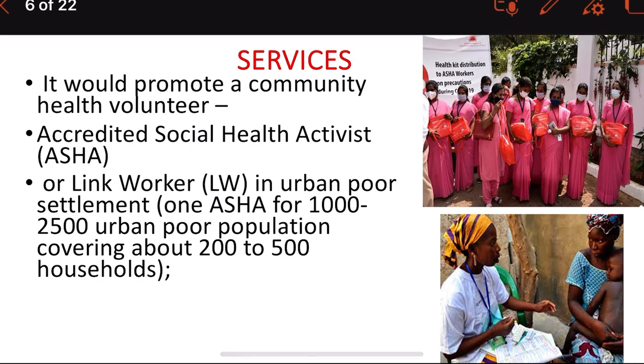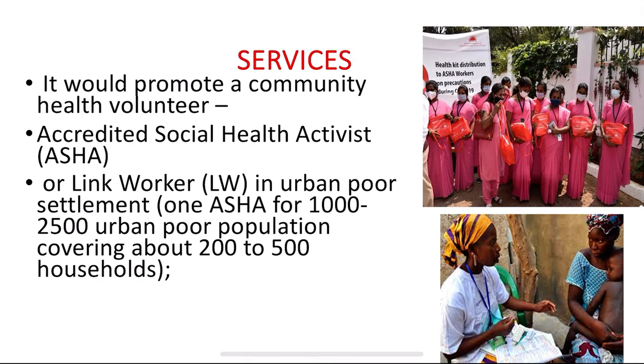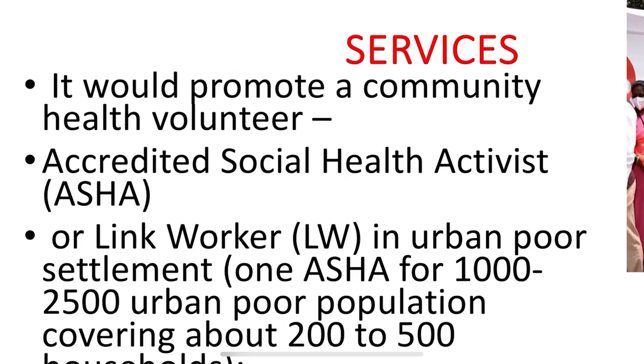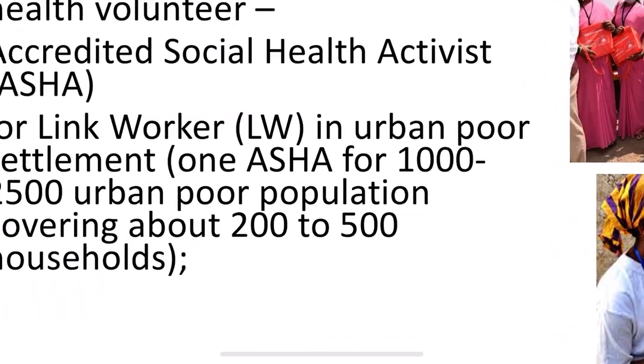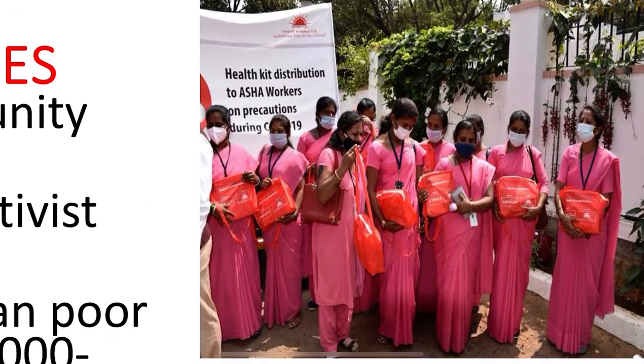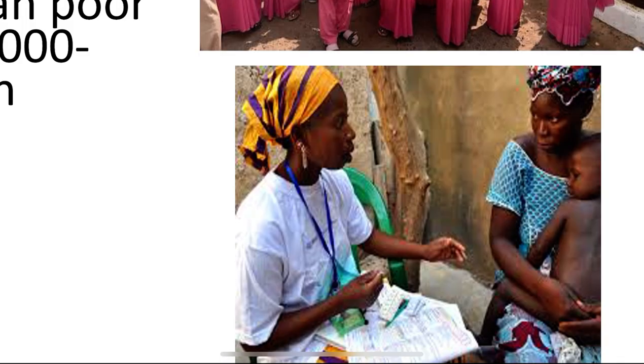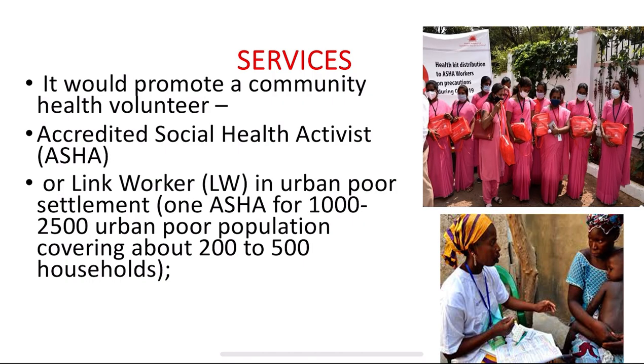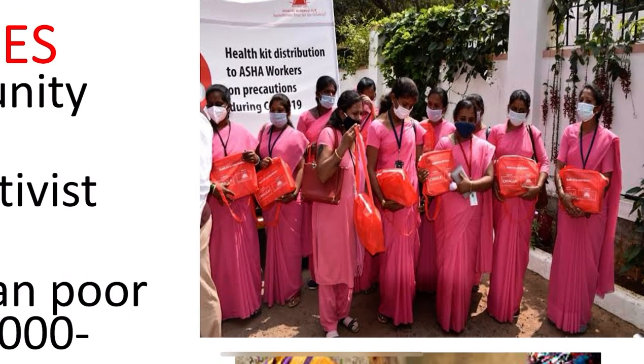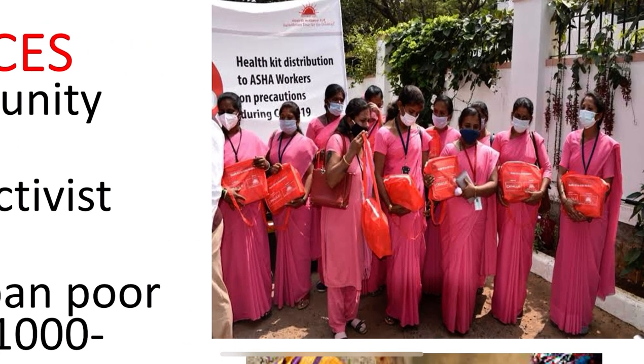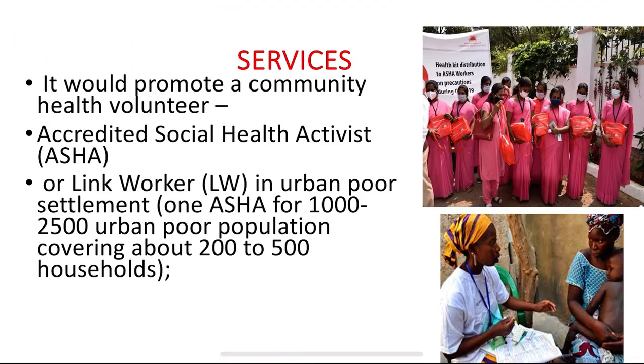And Mahila Arogya Samiti 50 to 100 households. So that was just a quick revision. For now, remember that the services are provided by the ASHA worker, or by the link workers. The ASHA will be covering about 200 to 500 households, a population of about 1000 to 2500.